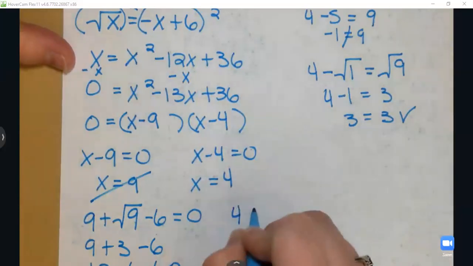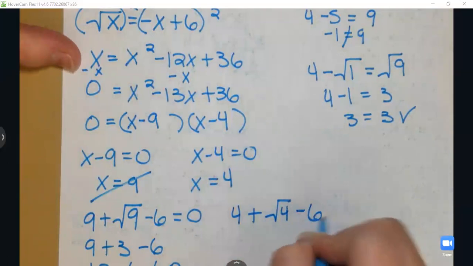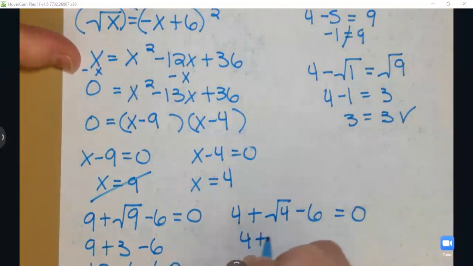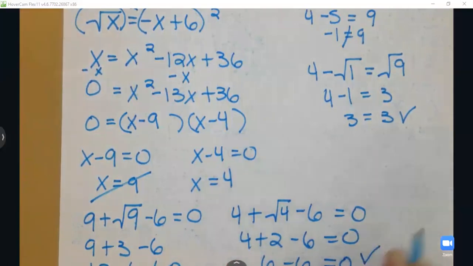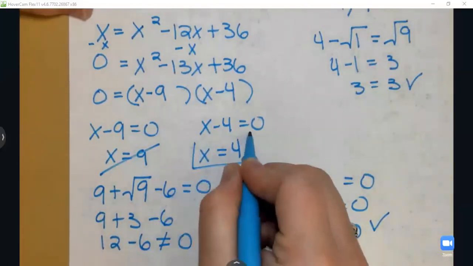Let's try 4. 4 plus the square root of 4 minus 6 needs to equal 0. 4 plus 2 minus 6. 6 minus 6 does equal 0. So 4 is our solution for number 6.